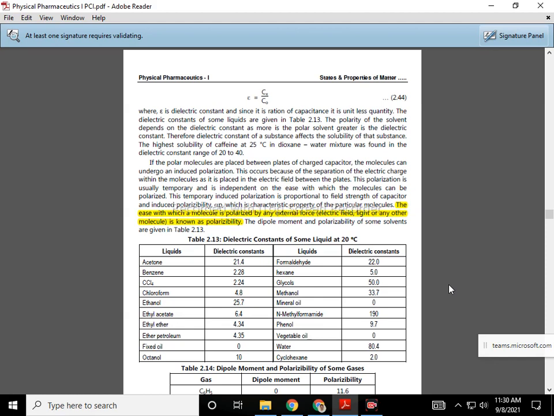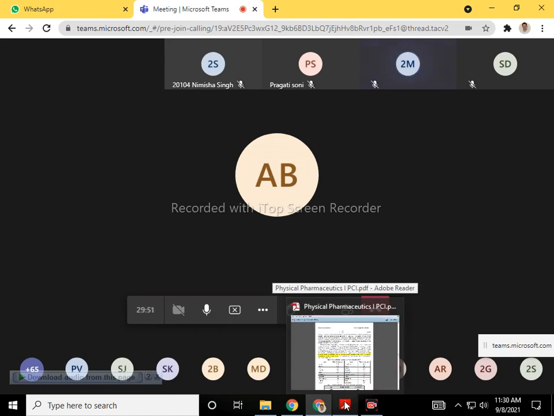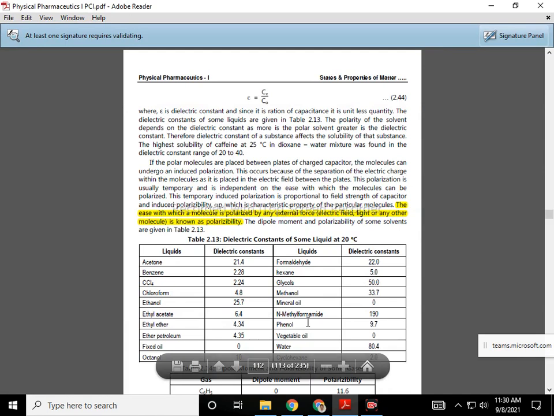Dielectric constant highest means... Sir, you are not audible. Am I audible now? Am I audible? Yes, sir. No? Yes, sir. One minute. Now, am I audible? Yes, sir. Quickly you should tell me, because I am recording the lecture so that it may not get wasted. Okay. So, be with me.